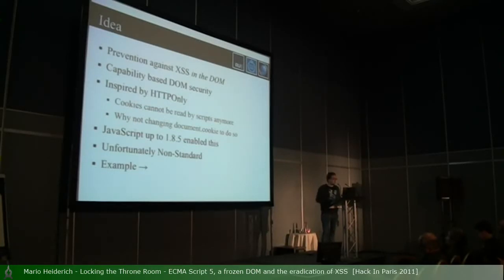And I'm trying to go for a capability-based DOM security model. And the inspiration was HTTP only because it's basically doing the same, limiting stuff down, forbidding access to cookies. And I know HTTP only is a little bit pathetic, but the next examples I'm going to show you are trying to demonstrate how we can implement HTTP only in the client with just a few lines of JavaScript.